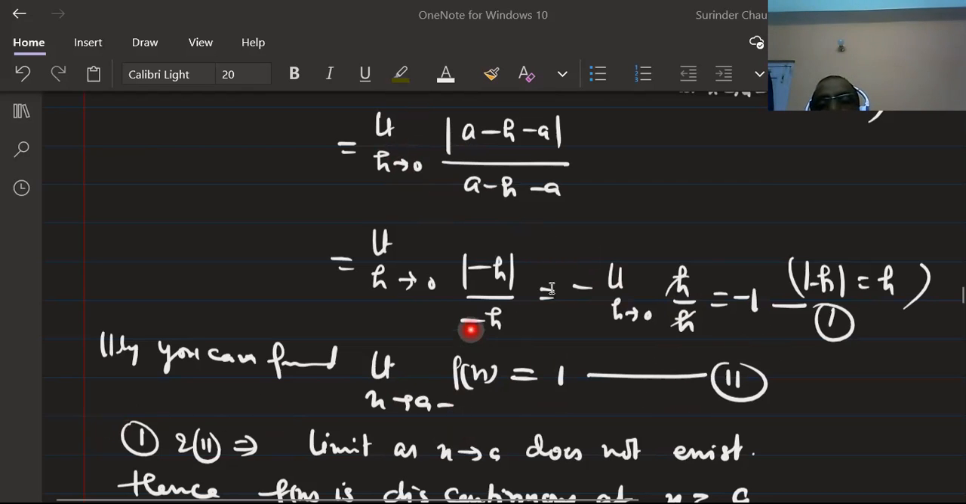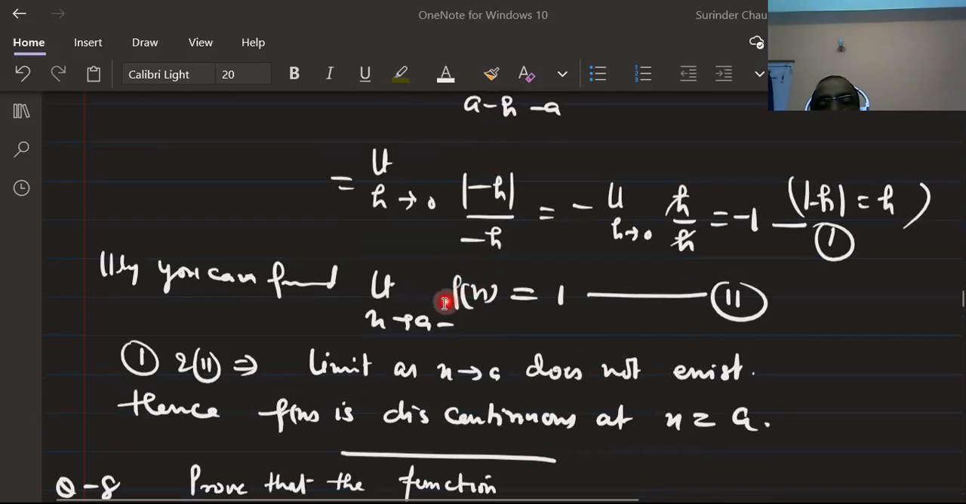So the left limit is minus 1, the right limit is 1. Both limits are finite, but both are not equal, therefore the function is discontinuous at x equal to a, and this is a discontinuity of the first kind.